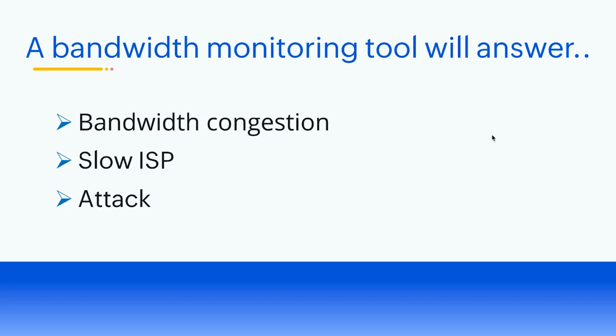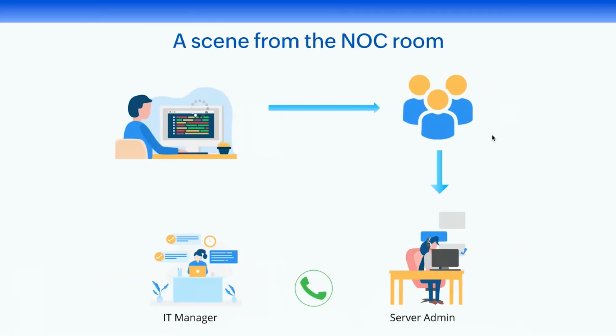By continuously analyzing traffic patterns and volumes, these tools can identify unusual spikes and suspicious activities indicative of an attack. Early detection allows network administrators to take swift action to mitigate the impact, protect network integrity, and ensure continued service availability. Now, let's imagine a situation within the NOC room where a technician encounters difficulty in accessing an application.